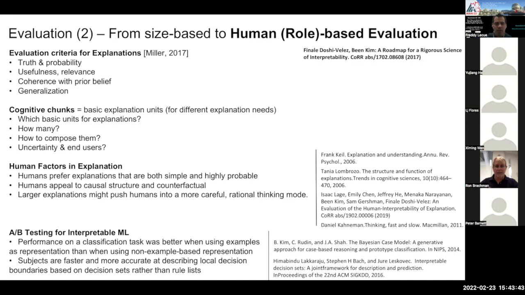And here I listed a different set of work done by very excellent researchers in the field. And I strongly encourage, if you're interested in the human dimension, the human factor in explanation, and we learn a lot. So if you look at the human factors in explanations, humans prefer explanations that are both simple and highly probable. So they prefer causal structure and counterfactual. So you can provide the explanation as an example, but also as a counterfactual.